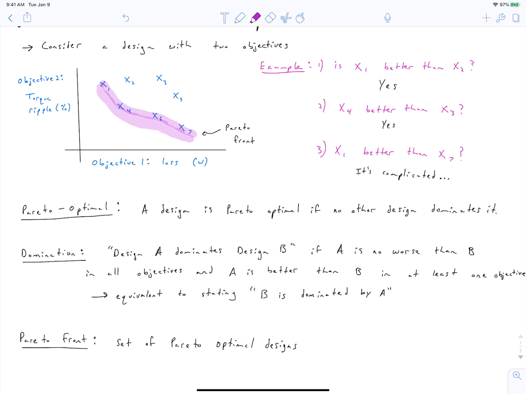When we go to more objectives, this becomes more complicated to do. So for example, if we have three objectives, suddenly this is a three-dimensional plot. If you have more than three objectives, you just simply can't plot it. And for this reason, we're going to, in this class, be sticking to considering three objectives or less, because that is the maximum that we can visualize. And we'll talk about that a little bit more in later videos.